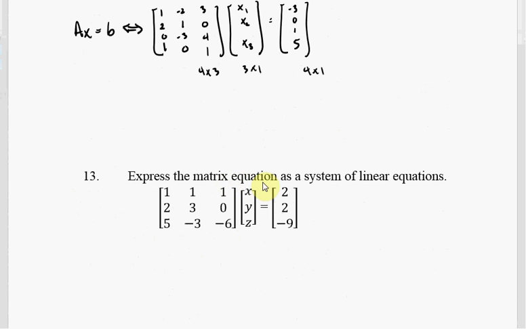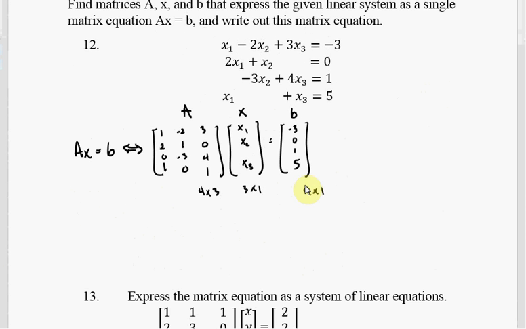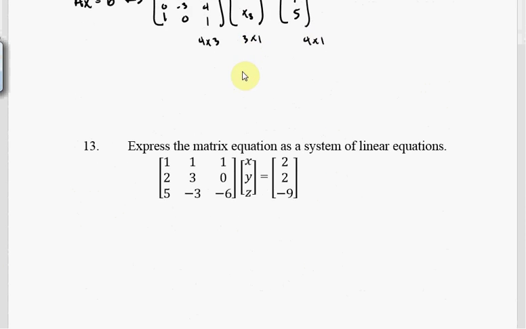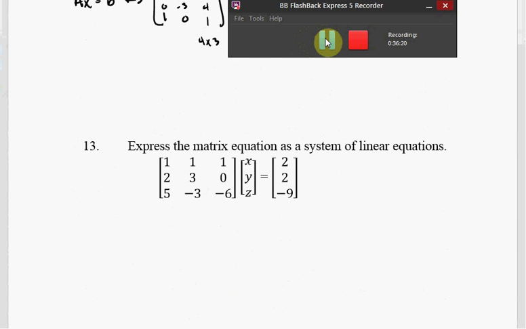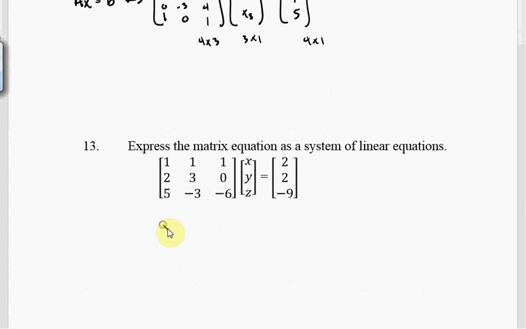Now do the reverse for number 13. Express the matrix equation as a system of linear equations. Just do the reverse and you get back to something that looks like number 12 in its original form. So you write that out. You get x plus y plus z is equal to 2. 2x plus 3y is equal to 2. 5x minus 3y minus 6z is equal to negative 9.